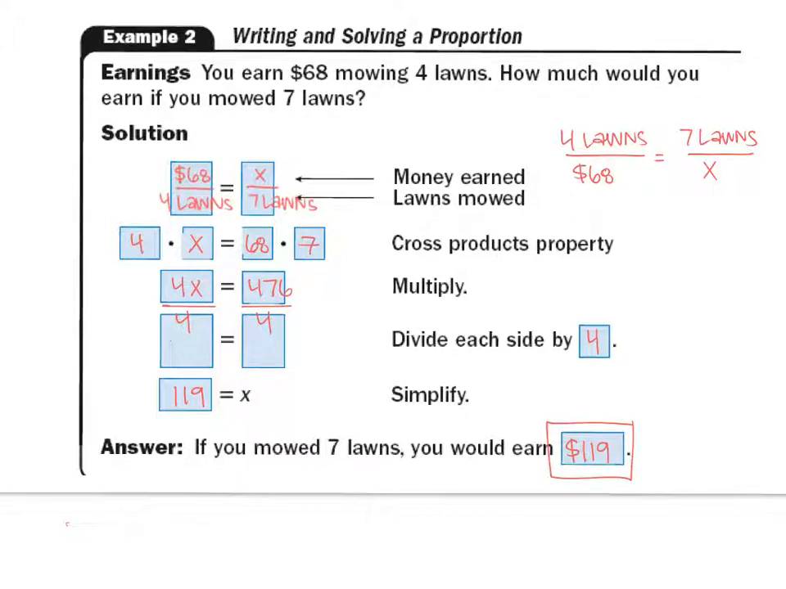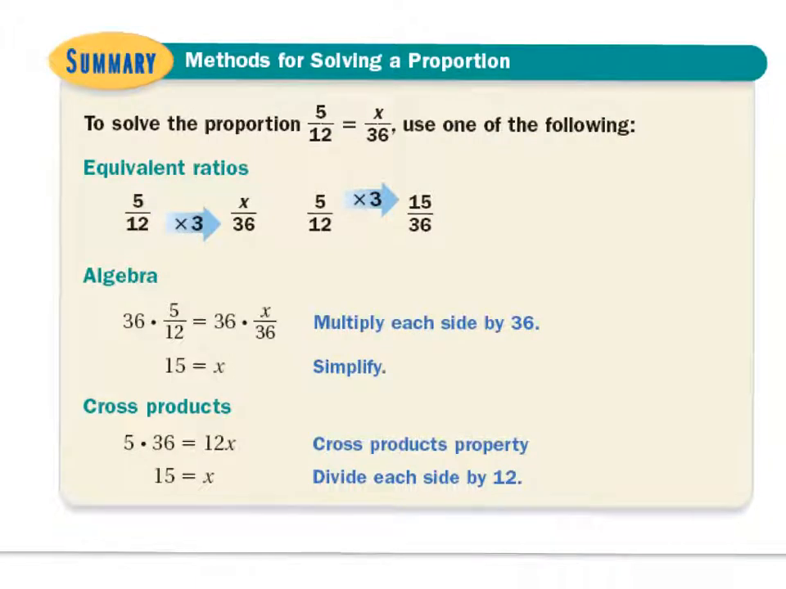All right, so let's turn back to the next page, the one that we had been working on with the cross products. And I want you to look at the bottom at the summary. This little chart here summarizes the 3 methods that we've looked at. The first method was using equivalent ratios, where you multiplied or divided the top and bottom by the same number to figure out the missing number.